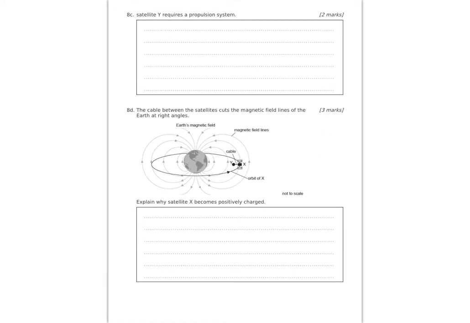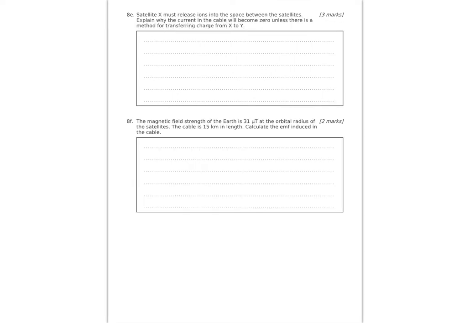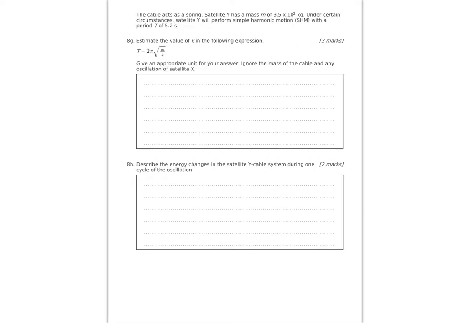With a cable that's going through the magnetic field and inducing a voltage and all of that jazz. You can go back and read the problem for the context of the situation. It seems to be about satellites, and it says that the cable acts like a spring. You're given the mass of satellite Y. Under certain circumstances, Y will perform SHM with a period of 5.2 seconds. Again, if you're wondering what they're talking about, check the context. But now we're talking about SHM, and so that's relevant to topic 9.1.